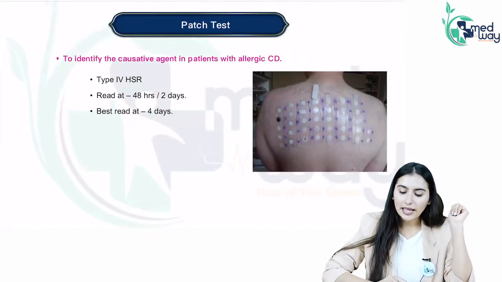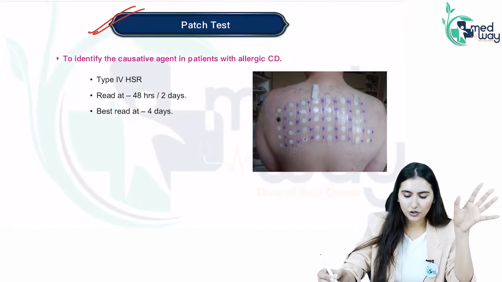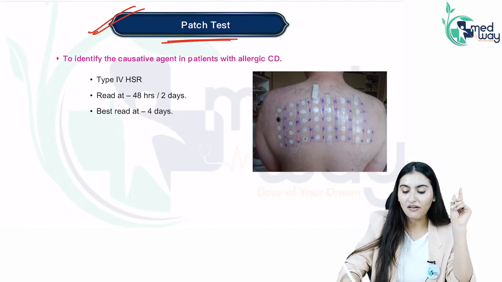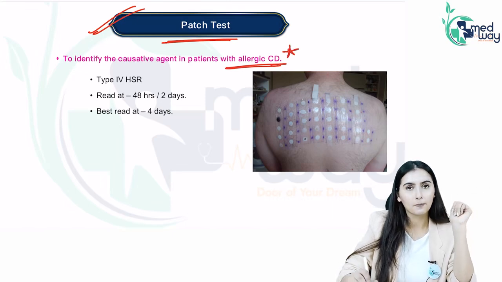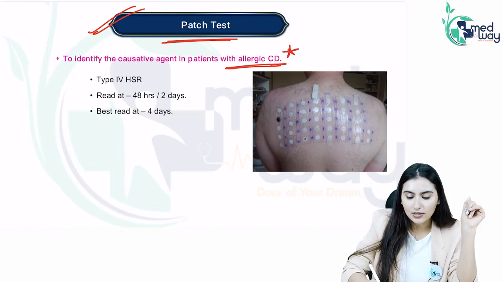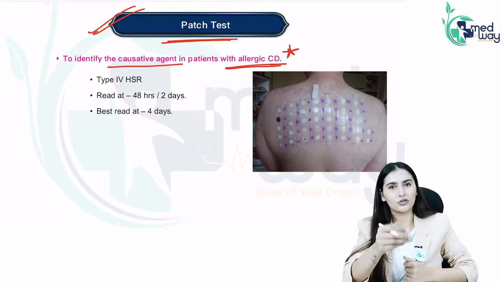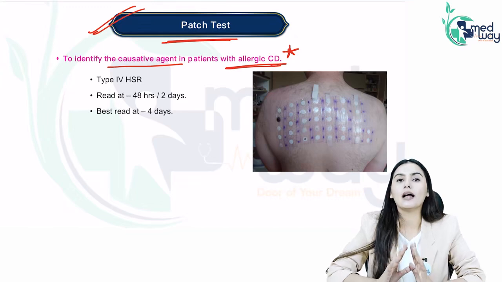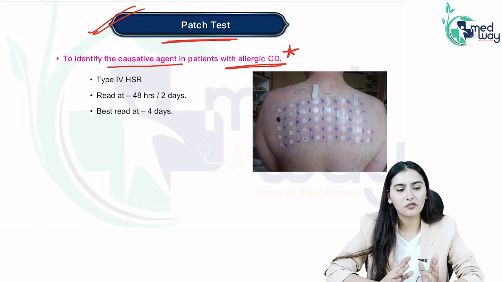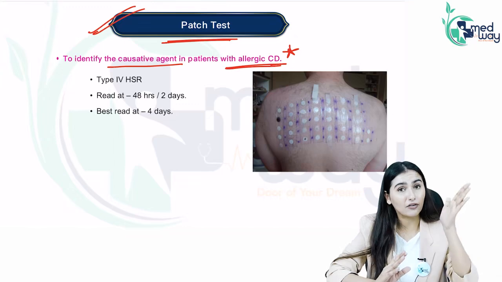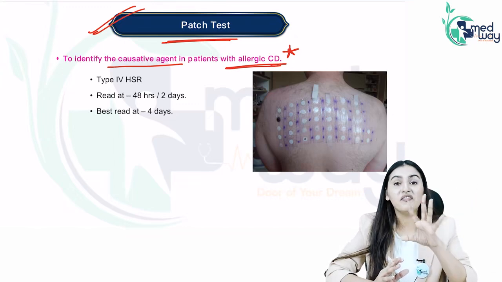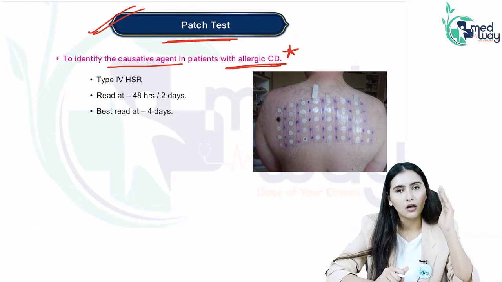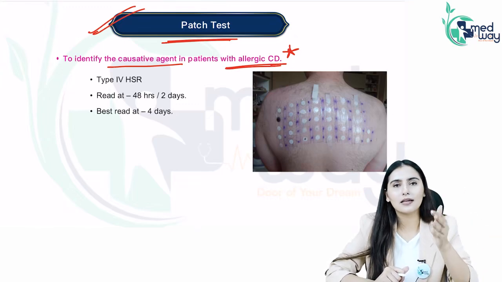Okay, then I have told you already about patch test. So see, patch test kya hai? It is basically being done in patients who have allergic contact dermatitis, to identify the causative agent. Just know that when I see a patient of contact dermatitis, just by looking at the patient, I can differentiate irritant and allergic, because irritant has an irritant picture and allergic is very, very vague. So I look at it, I understand ki irritant hai ya allergic hai. I came to the diagnosis that okay, this is allergic.